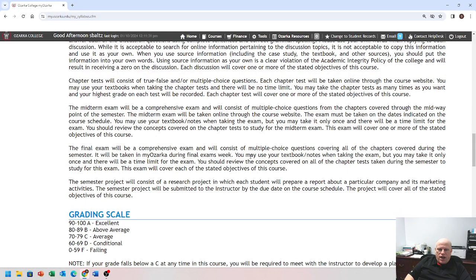The last item here under evaluation procedures is the semester project. For this semester project, you will choose a company. You can choose any company you want to. It'll probably need to be some kind of publicly owned corporation. Otherwise, you won't be able to find much information on a private company.